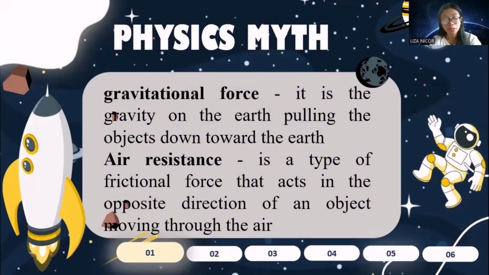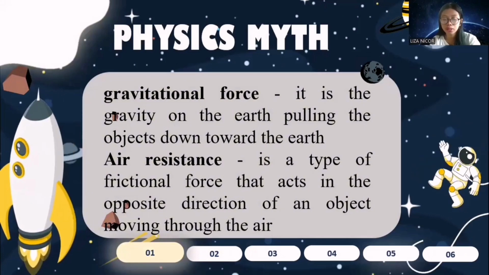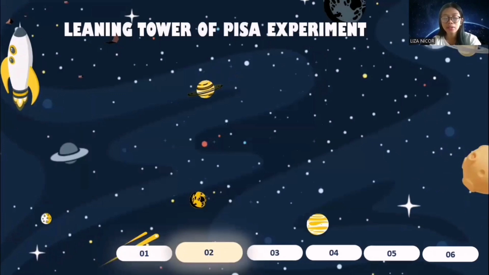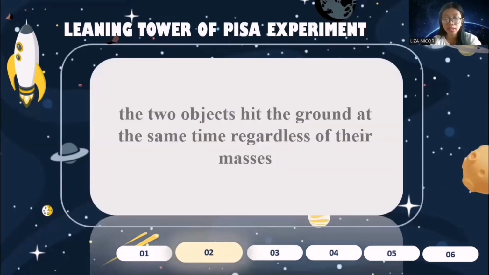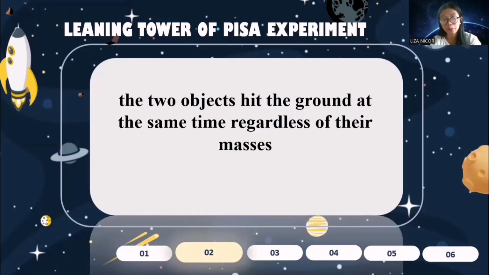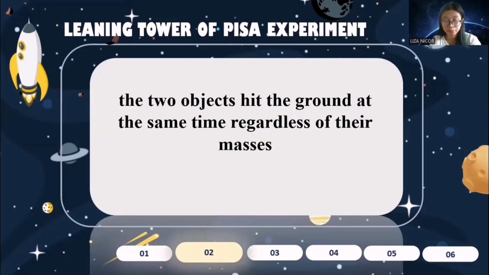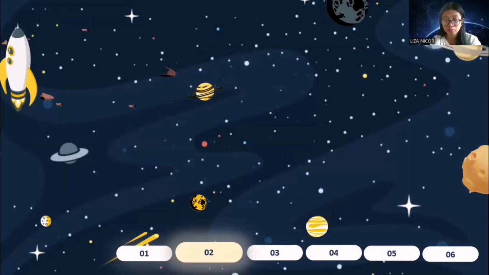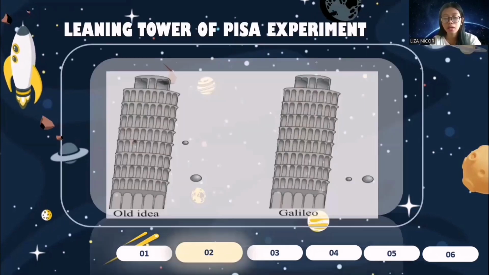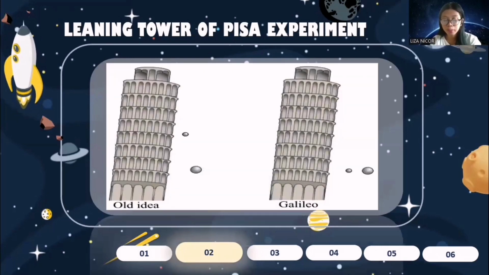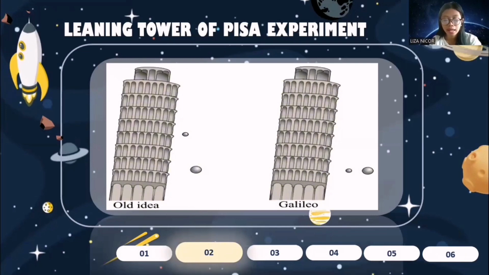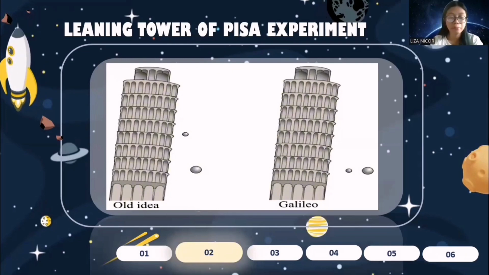But the twist in this misconception is that neither of these two will fall faster than the other if you drop them from the same height, because according to Galileo, in his 1589 Leaning Tower of Pisa experiment, the two objects hit the ground at the same time regardless of their mass. He proved this when he dropped two spheres of different masses from the top of the Leaning Tower of Pisa. Indeed, they hit the ground at the same time.